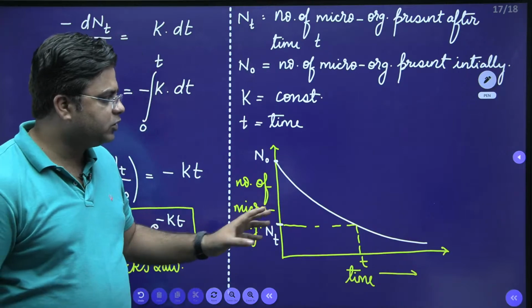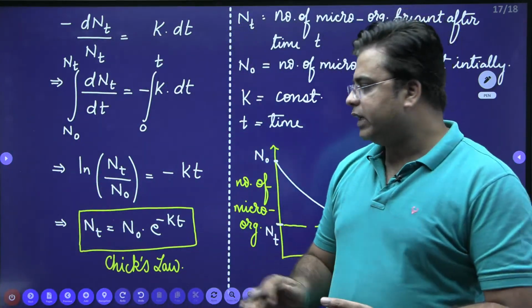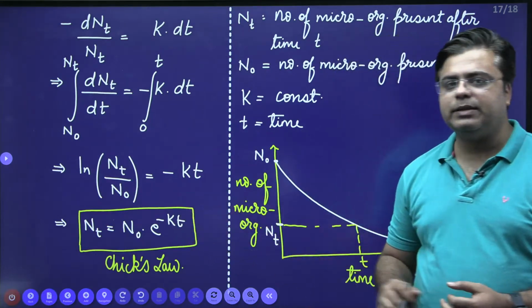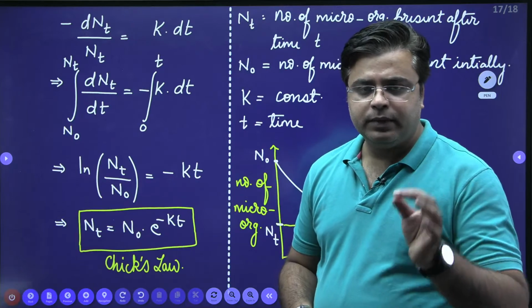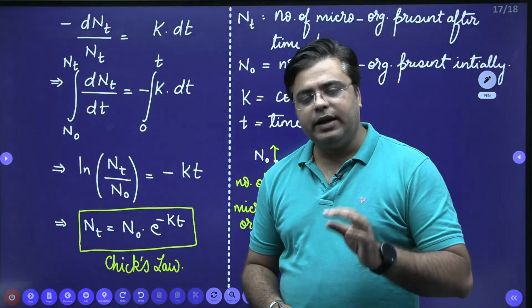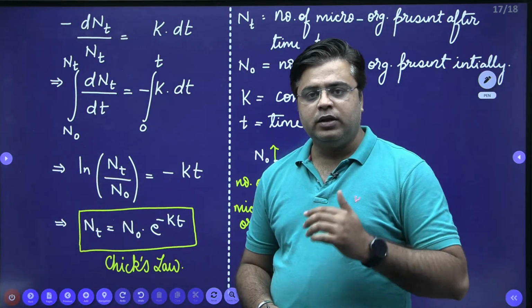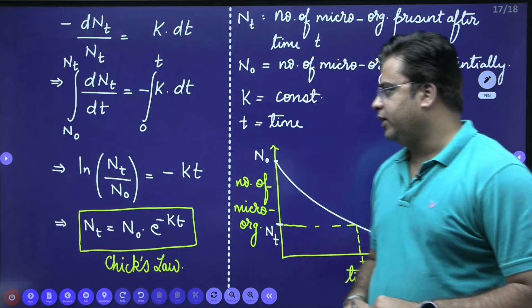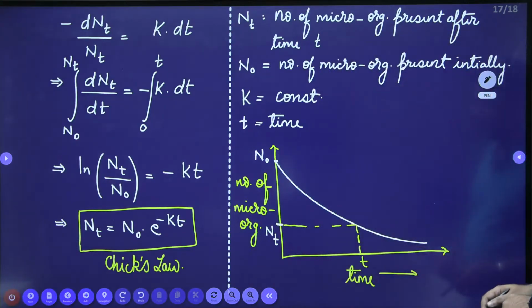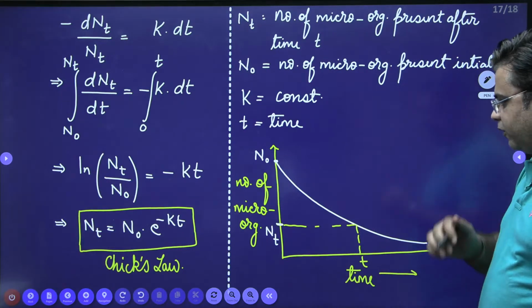Okay, so from this Chick's law, again, a lot of numericals are formed. So you can check on this Chick's law, which is a very simple law. Nt is the number of microorganisms present at time t, and N naught is the initial number of microorganisms present. So Nt is equal to N naught e raised to power minus k into t, where k is the constant of disinfection and t is the time. Okay, so this is the kinetics of disinfection.